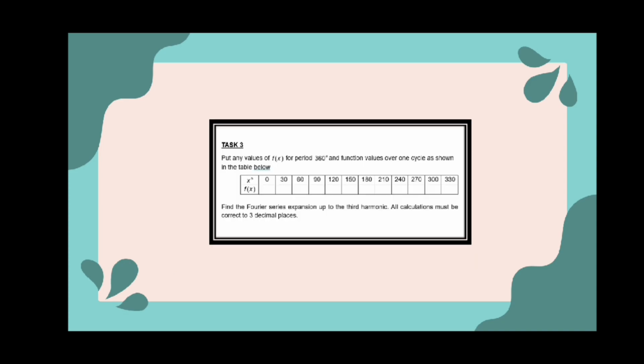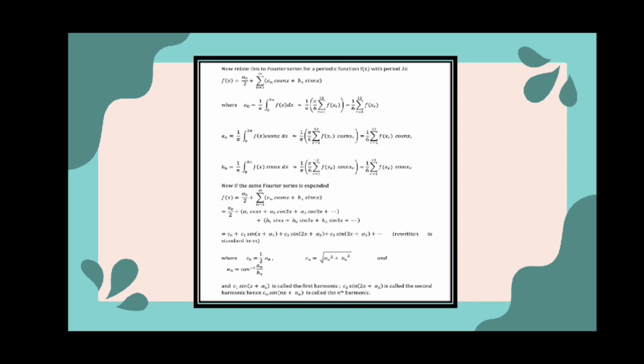As you can see, usually the table given will be like this for this part. But before we can settle this, we must understand what we need to find first. Here is the formula that we can use to find A0, An and Bn. At the bottom, the formula for C0, Cn and alpha n. The final answer must be written in standard form, which is C0 plus C1 sin(x plus alpha 1) plus C2 sin(2x plus alpha 2) and so on.